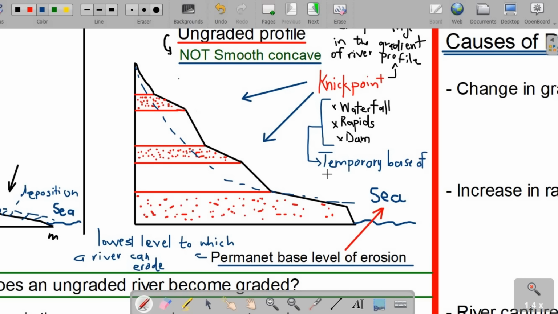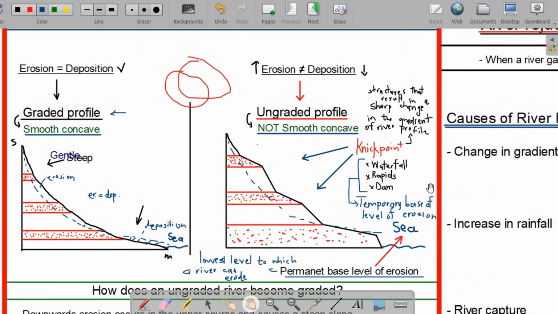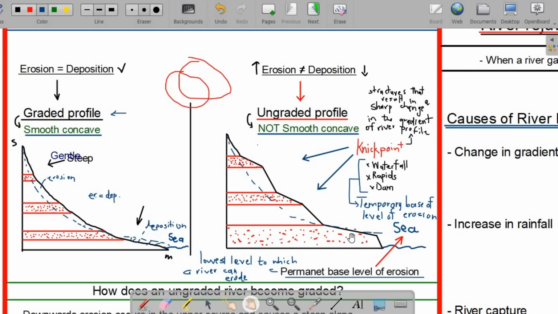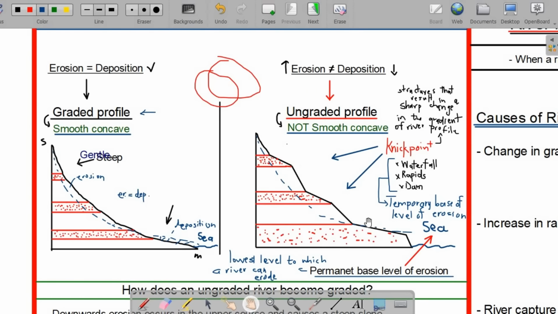So a temporary base level of erosion is your nick points. Whether your nick point is a waterfall, a rapid or a dam, that is your answer. One of those, depending on the question. If you have a nick point that is a rapid, then the temporary base level of erosion is your rapid. So that's how you simply identify those. I hope you guys are with me on this one.